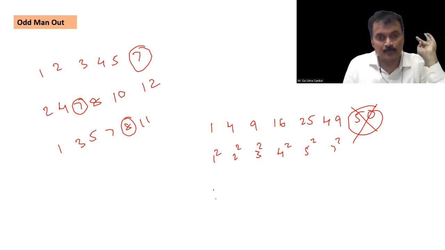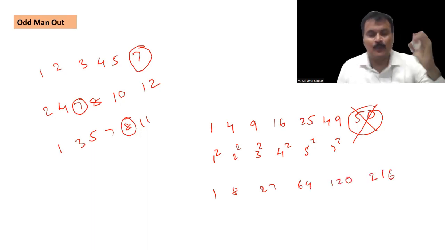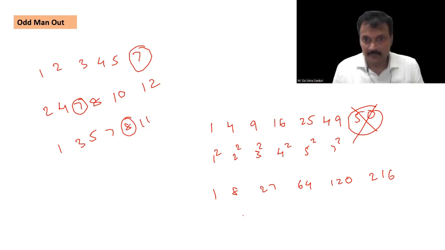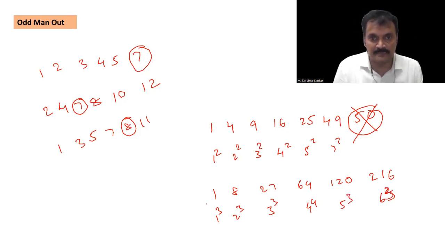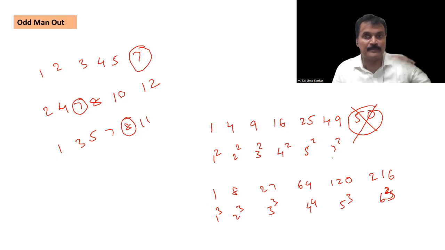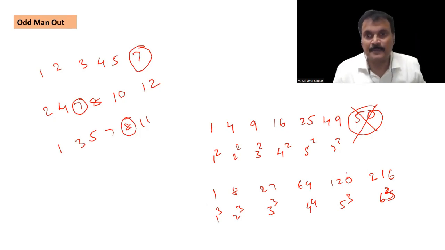Next, suppose 1, 8, 27, 64, 120, 216. What is the wrong number in the series? If you observe, this is 1 cube, this is 2 cube, this is 3 cube, this is 4 cube, and this is 6 cube. So what is the answer? If 5 cube is there, then all the numbers form a particular sequence, that is, all are perfect cubes. But 120 is not a perfect cube.